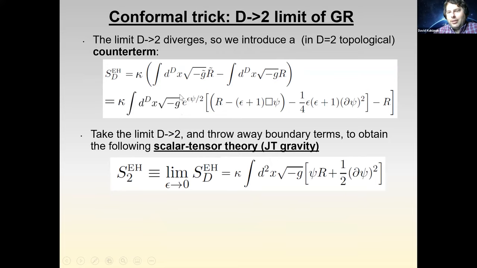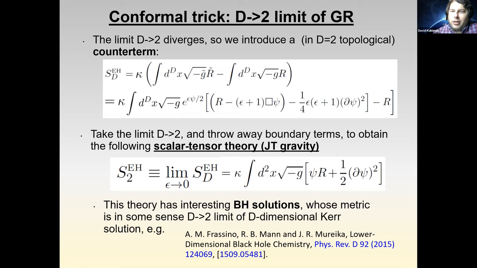And if you look at the finite limit, you obtain this theory over here. There's a scalar multiplying the Ricci scalar and the kinetic part for the scalar. In other words, this is a scalar-tensor theory, known as JT gravity and much celebrated these days because of the black hole information paradox. Interestingly, this theory has basically the same black hole solution as the 4-dimensional theory if you take the limit to two dimensions. So basically you get something like the Kerr solution in two dimensions. And this has been, for example, studied in this paper over here.